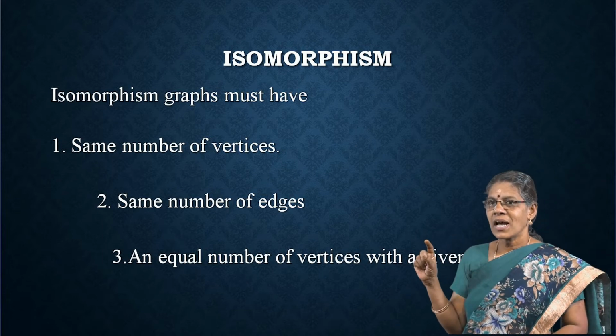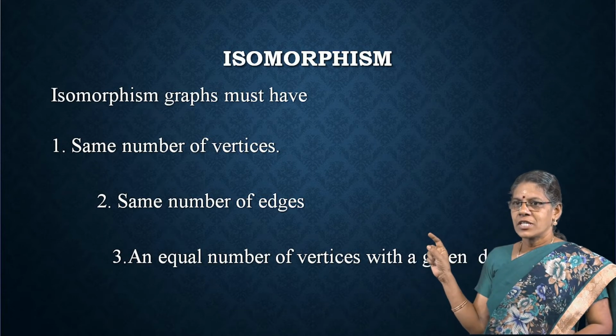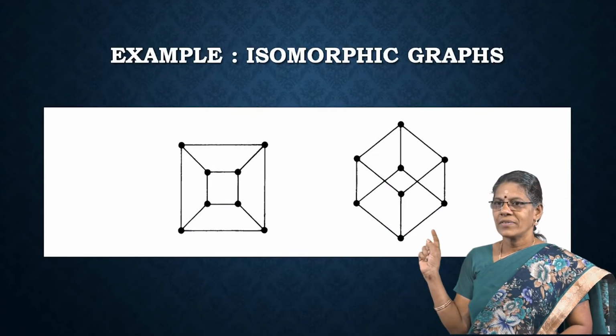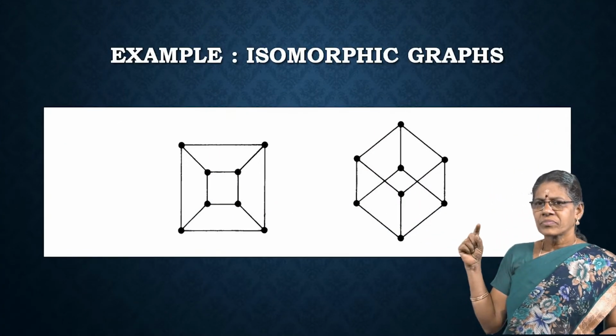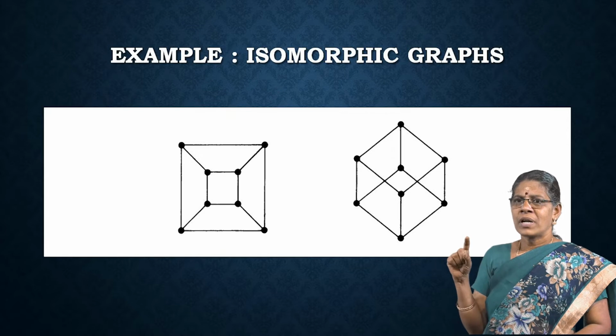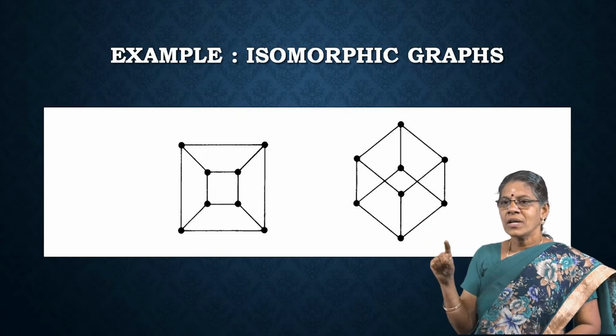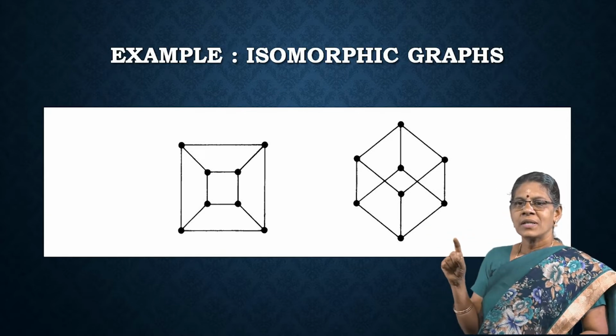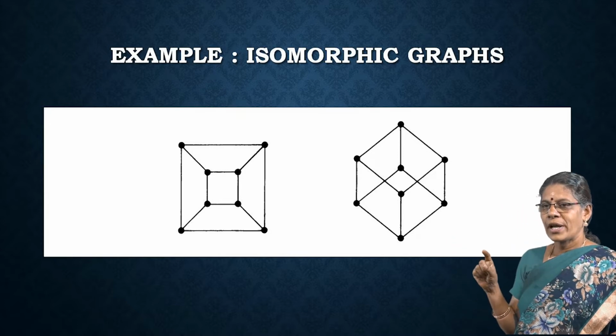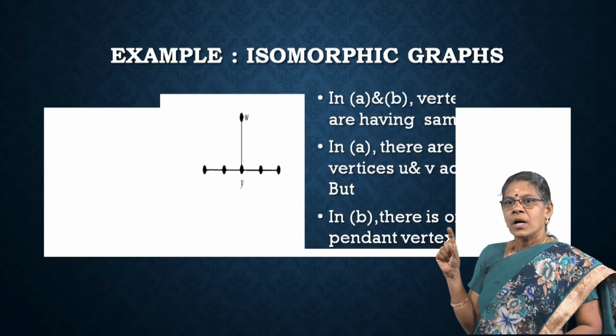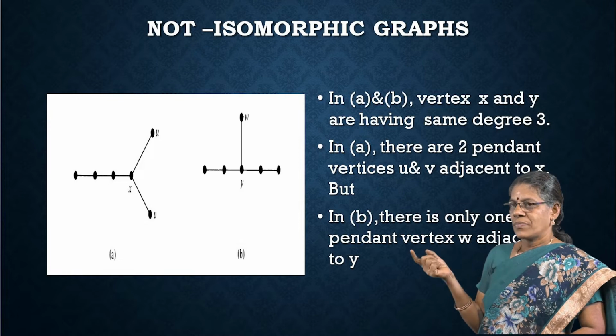Okay, see that these are isomorphic graphs with 8 vertices. Next, another example for isomorphic graphs. These are isomorphic graphs. See the vertices and edges. Okay. Next, not isomorphic graphs.